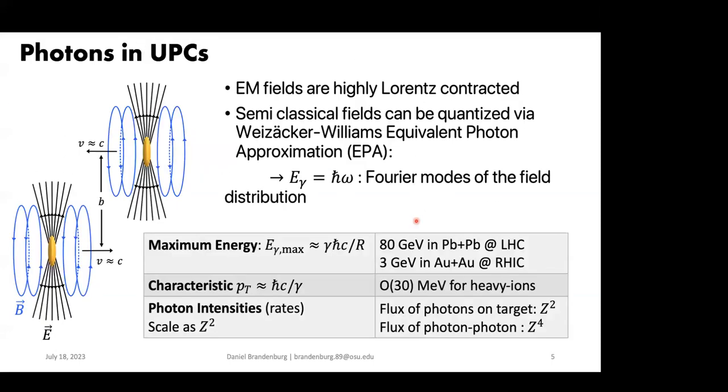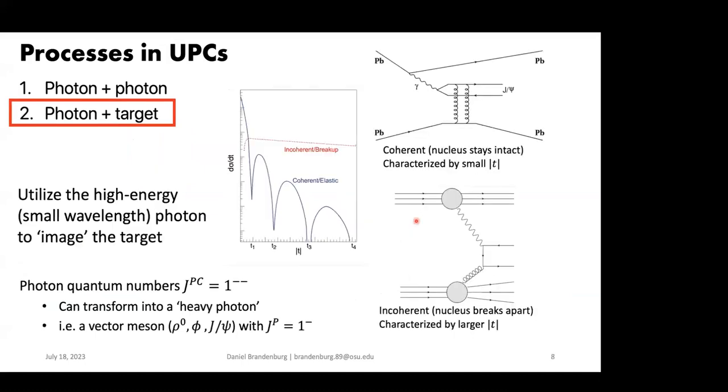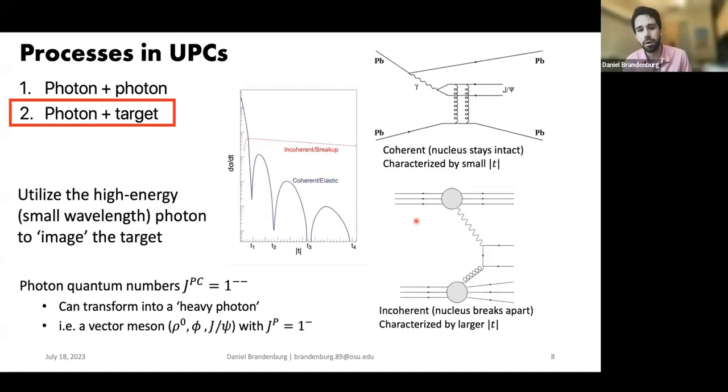Another question, could you please explain again coherent and non-coherent processes? Right. So coherence in general means that the quantum state remains intact before and after the interaction. In this case, we use it in that meaning, but we use it to mean that the nucleus stays intact before and after the interaction.